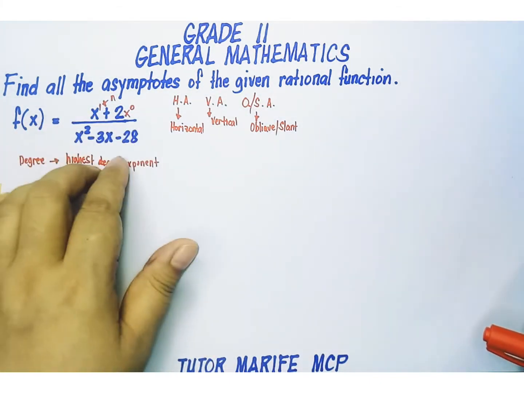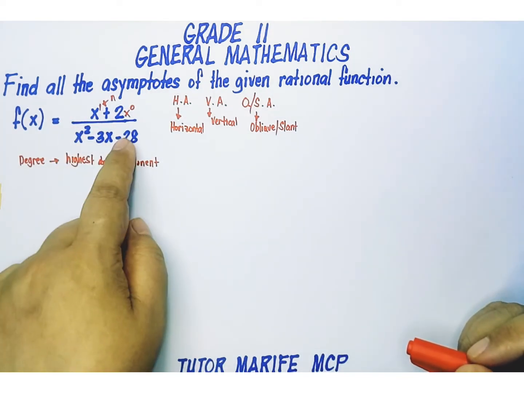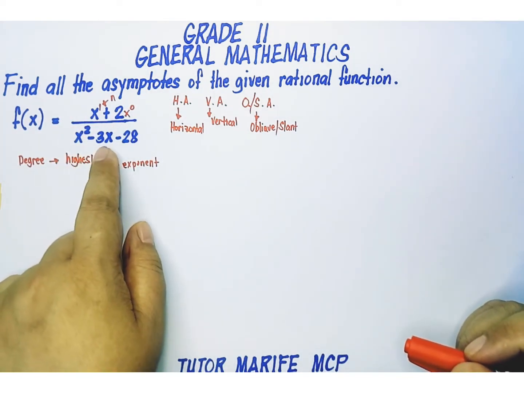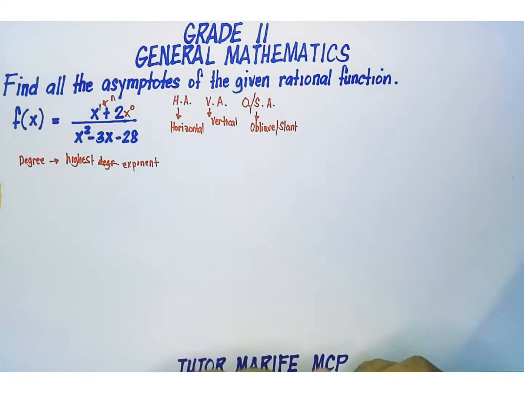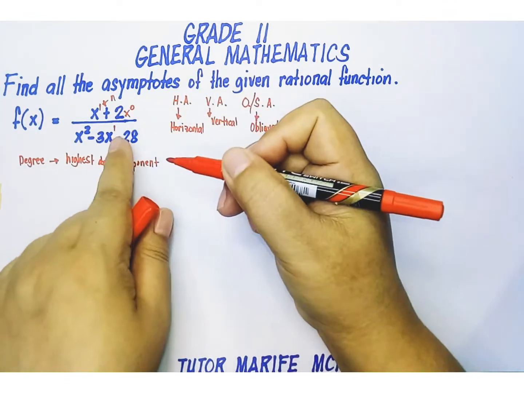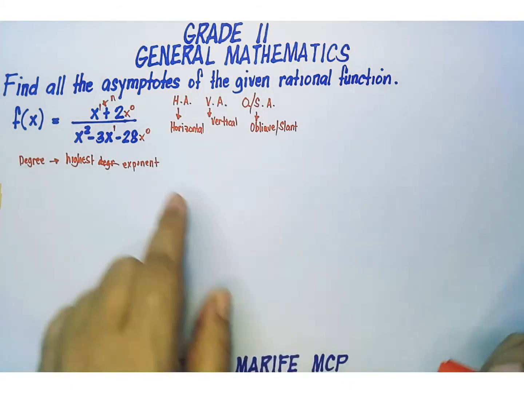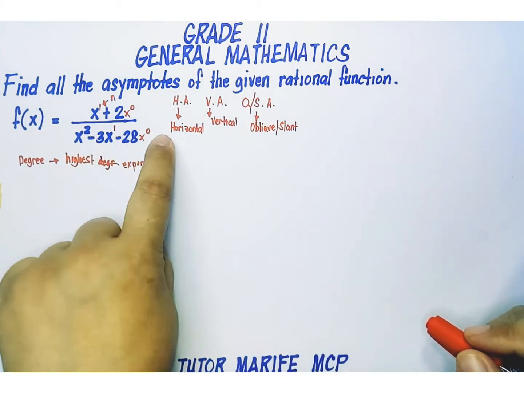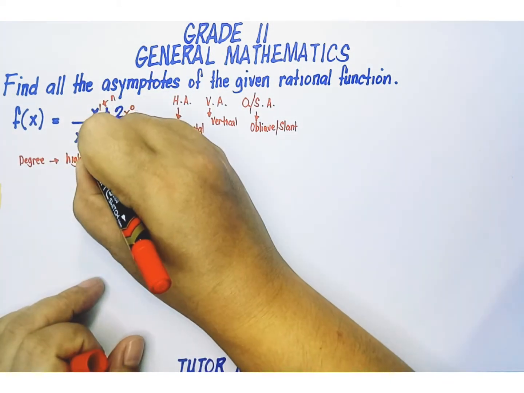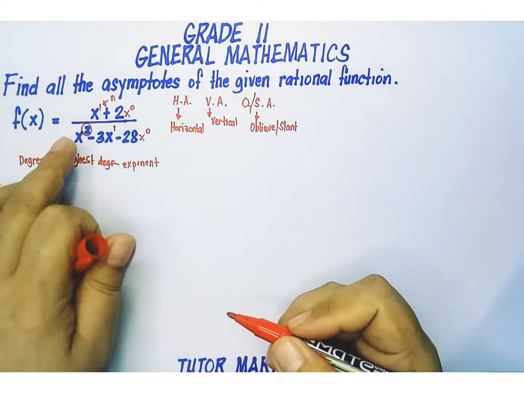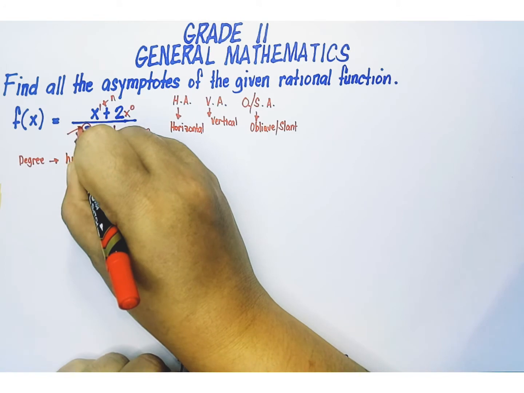For the denominator, ang degree ay 2. So, obviously, your denominator is a quadratic polynomial. And when you say quadratic, the degree is 2. This is raised to 1, tapos may literal coefficient kasi ito na x raised to 0. So, 2, 1, 0 ang mga exponent sa denominator, and this is the highest. Therefore, the degree in the denominator is 2. Tawagin natin siyang m.